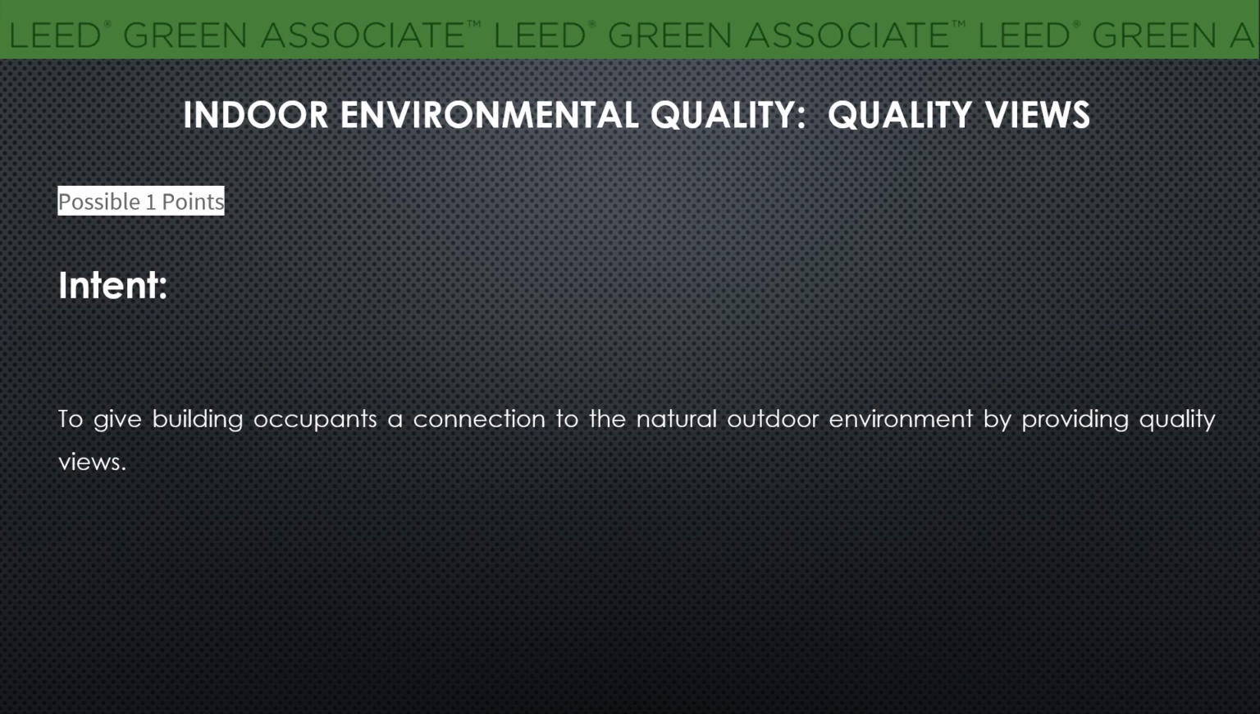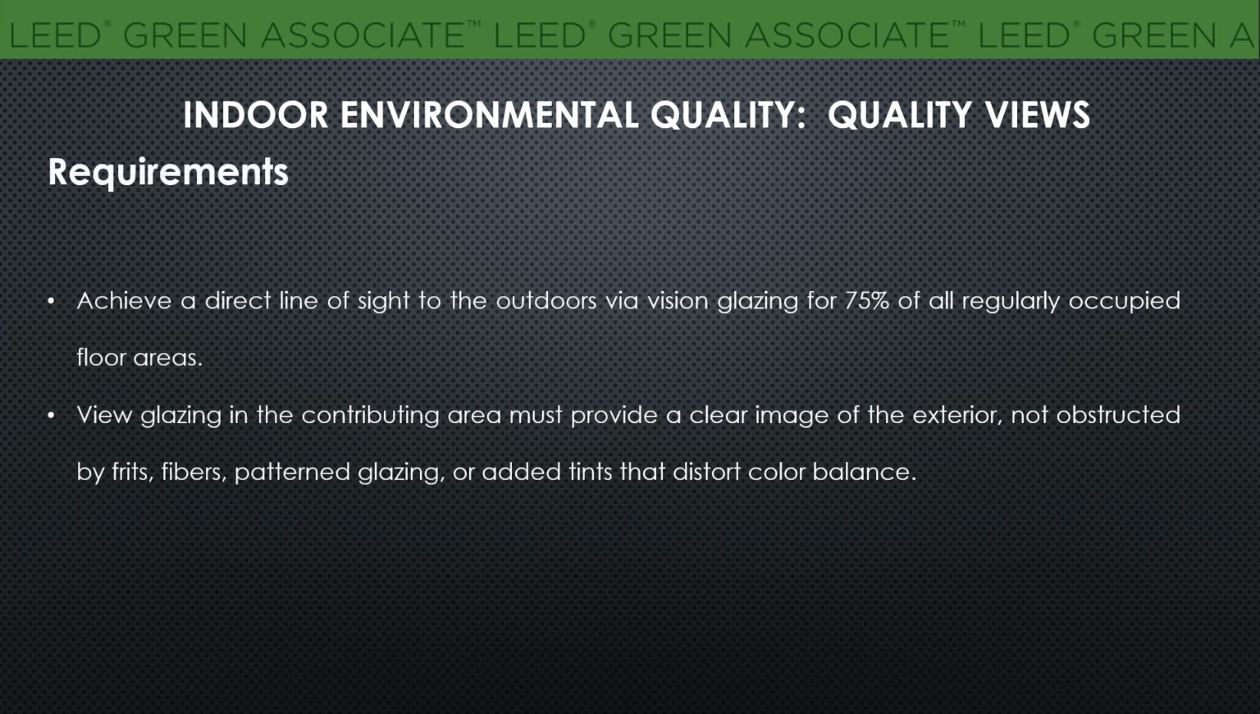This credit holds only one point, and the intent is to give building occupants a connection to the natural outdoor environment by providing quality views. Now let's look at the requirements. One is to achieve a direct line of sight to the outdoors through vision glazing for 75% of all regularly occupied floor areas. Then view glazing in the contributing area must provide a clear image of the exterior, not obstructed by frits, fibers, pattern glazing or any added tints that distort color balance.